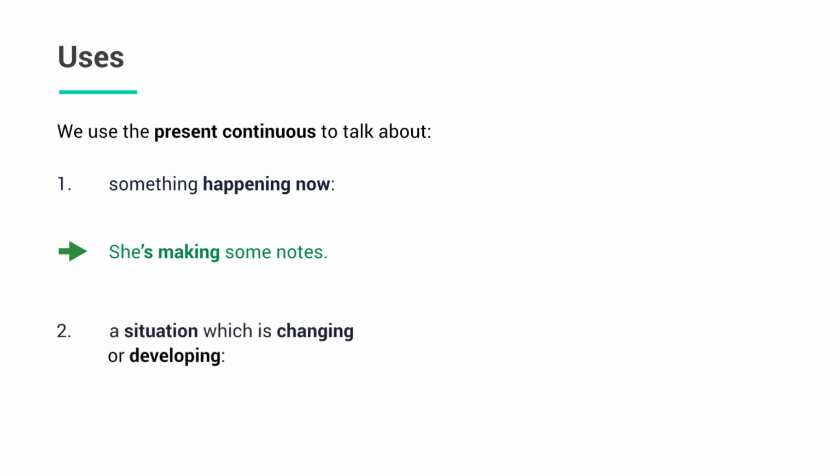Secondly, we use the present continuous to talk about a situation which is changing or developing. For instance, your English is improving. That means your English is becoming better and better. Something is changing and developing with your English.